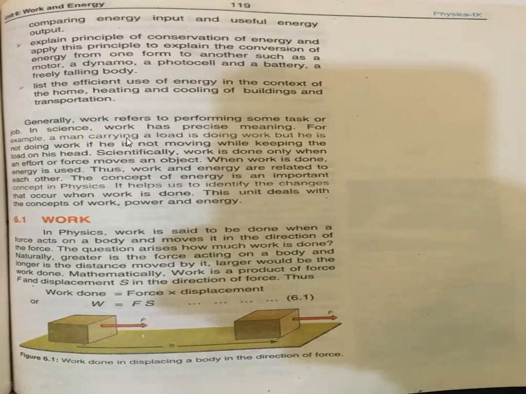So, if someone is reading a book, or if someone is writing something, we say he is doing work. But according to the precise definition, according to the science rules, he is not doing work, because although he is sitting and reading or writing, he is not moving. So in science and especially in physics, work is said to be done when a force is applied and the body covers some displacement in the direction of force. Then we say he is doing work.